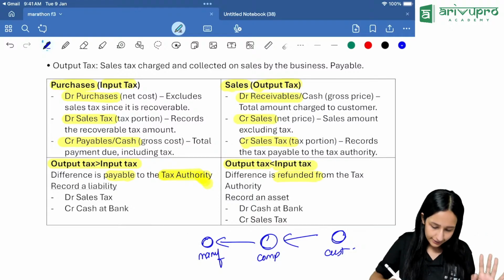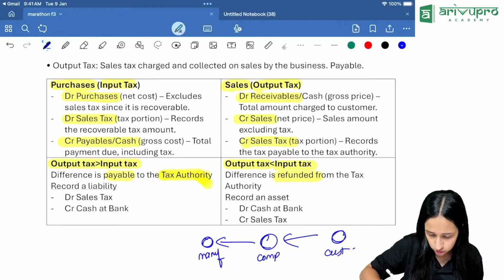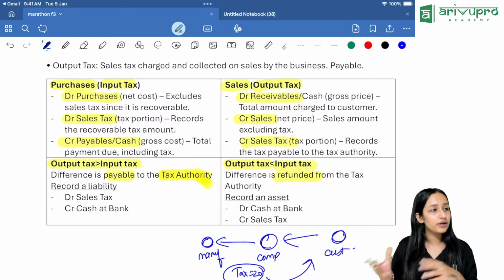That is the tax, right? You're purchasing a thing, input tax, remember? Okay. So now let's say the tax here was 20. Your main goal here has to be to recover that 20.